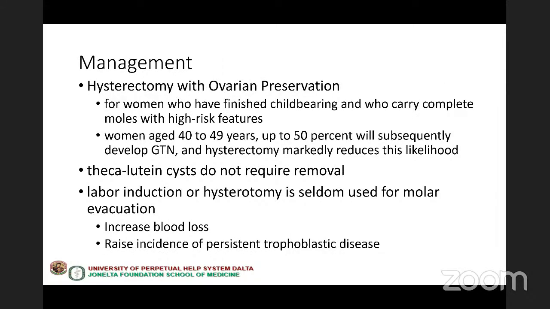For management, you could do a hysterectomy with ovarian preservation. This is for women who have finished childbearing, completed family size, or have moles with high-risk features, or women aged 40 to 49 years, because it has been shown that up to 50% will subsequently develop GTN. Of course, removing the uterus markedly reduces this likelihood. You do not remove the theca lutein cysts.